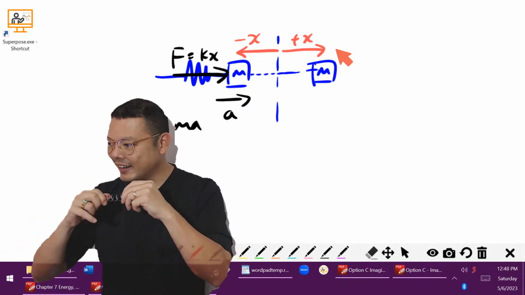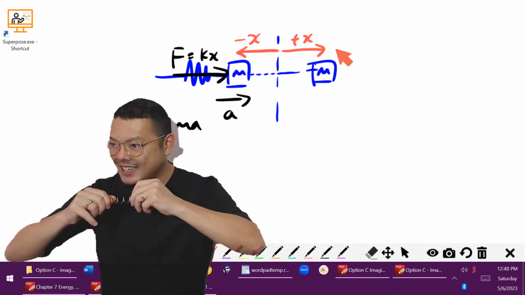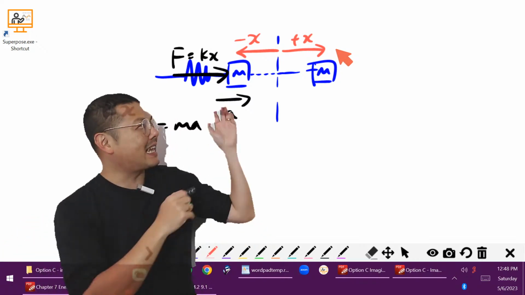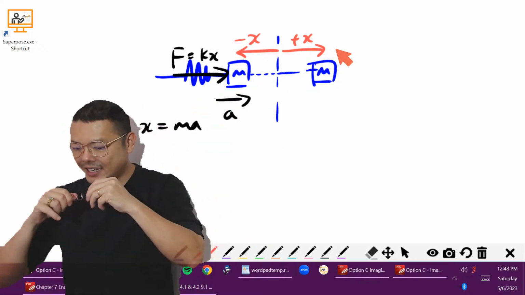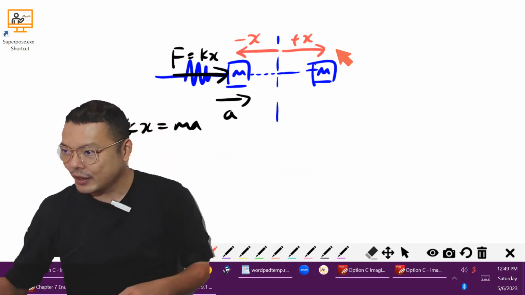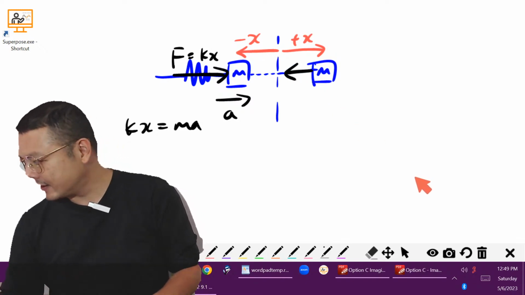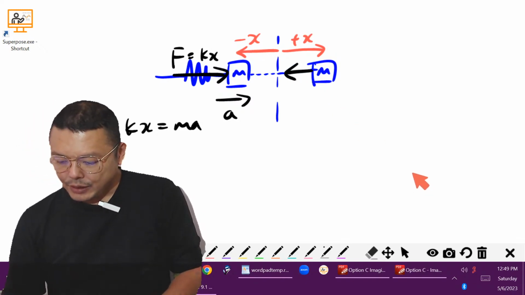So instead of compressing the spring, what's happening to the spring? The spring is extended, right? If it's extended, then the tension is trying to pull it back. So the force acting on the mass will be pulling it this way. You understand this?